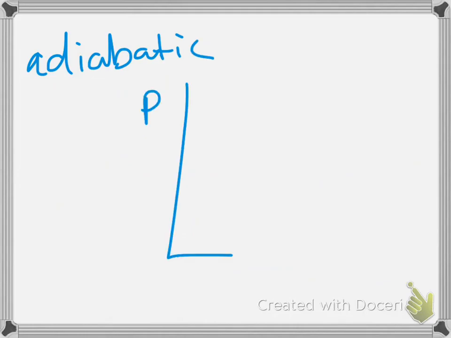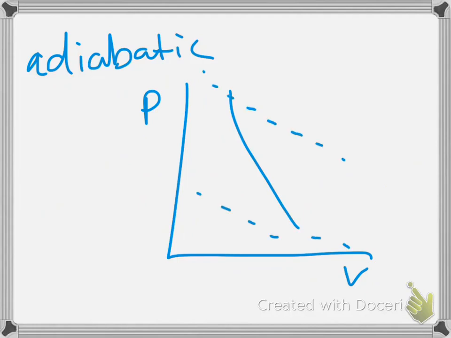Last one, adiabatic. Okay, pressure versus volume diagram. It looks a lot like an isothermal line, except that it is much more steep. That's going from one isothermal line to another isothermal line. So you have to remember that: if you have two curved lines and one's steeper than the other, the steeper one is the adiabatic one.